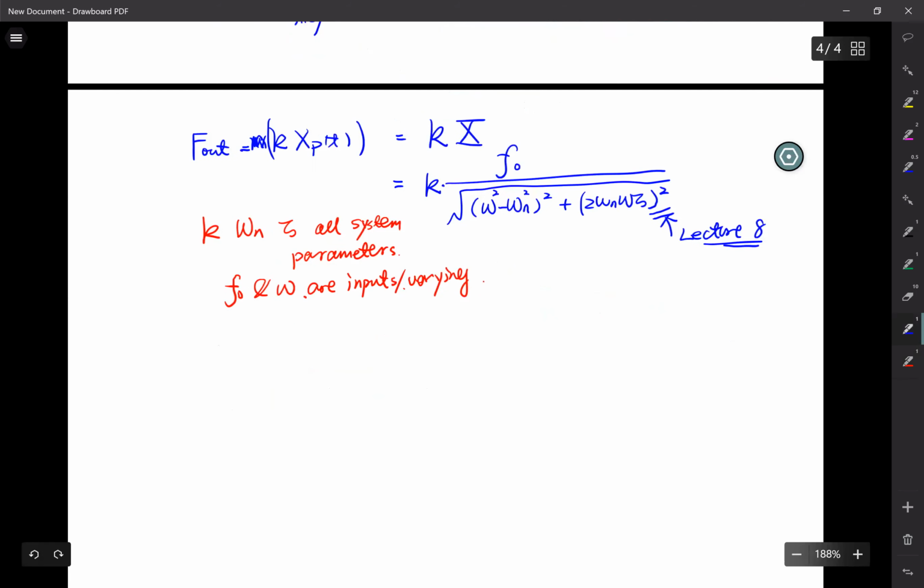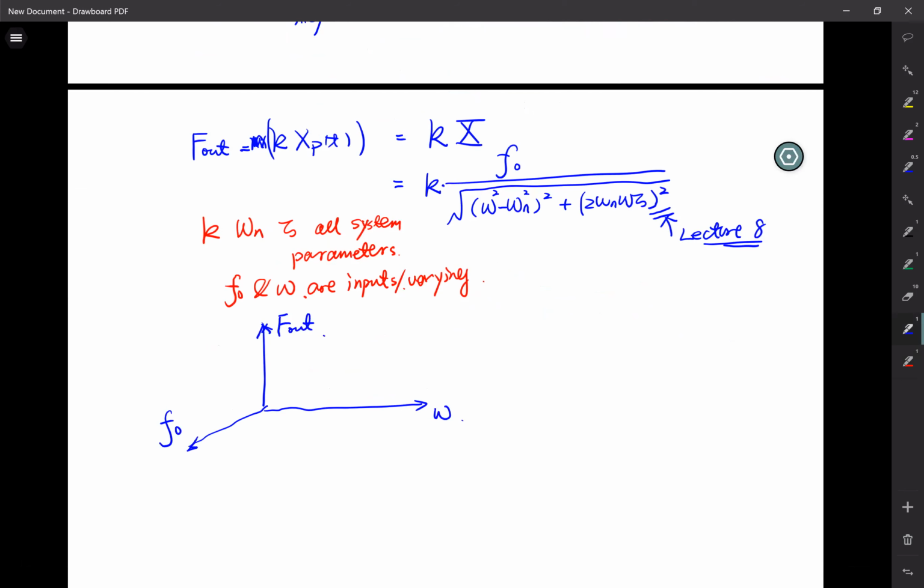What do you do? You can create a 3D plot, right? In one case, on one axis, you have your x naught. On this axis, you have your omega. And then on the right axis, you have your F out. Eventually, you're going to find a 2D surface, and then you can pick the peak value to design your table.